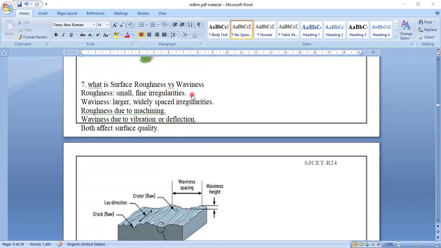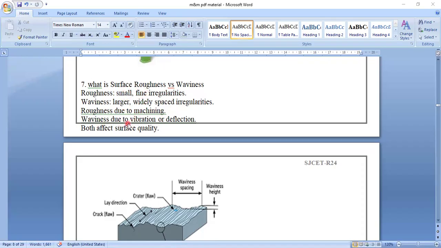Now here you can see the surface roughness versus waviness. What is the difference between waviness and surface roughness? Surface roughness means small values, very fine irregularities. Waviness is larger, widely spaced irregularities. So very wide irregularities are waviness, and very small ones are called surface roughness.